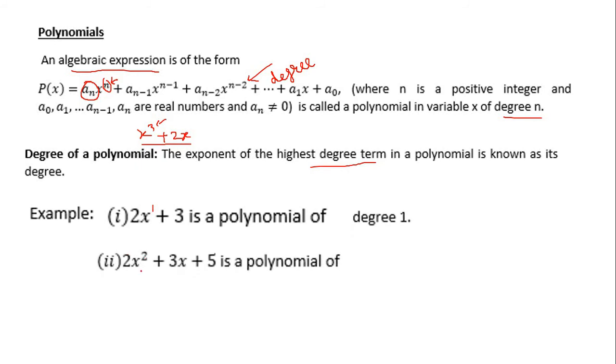In a similar way, another polynomial I have taken here, it's a polynomial of degree, how much? You can observe the highest exponent is 2. So what is the degree for this? Degree is 2. So in this way you can find the degree of the polynomial and you can memorize the general definition of a polynomial in one variable.